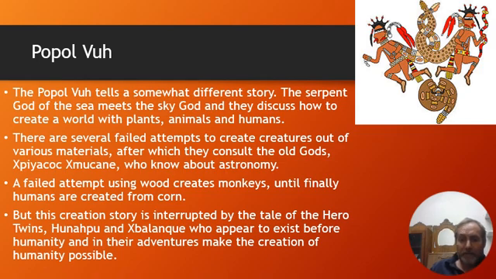They help them out. Still, they have another failed attempt at creating beings out of wood, but that does succeed in creating monkeys. And then finally, they find the proper material, which is corn, and they use corn to create humans.